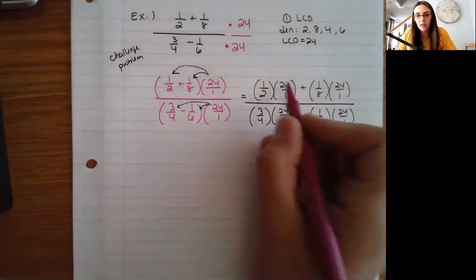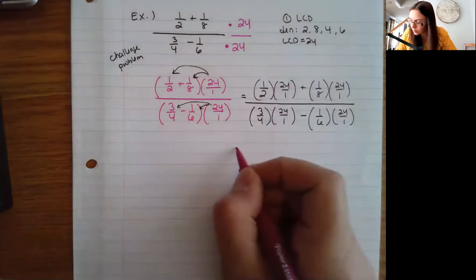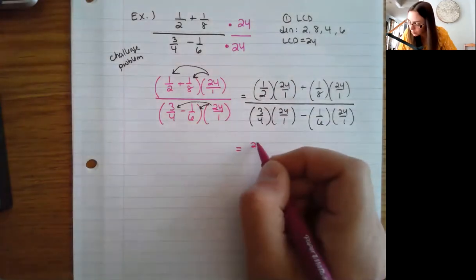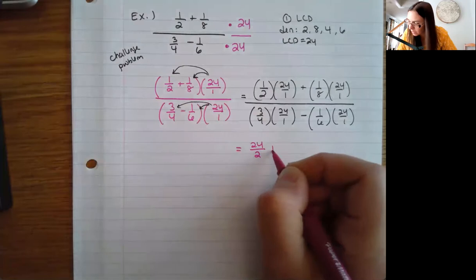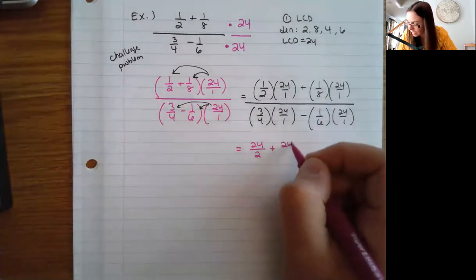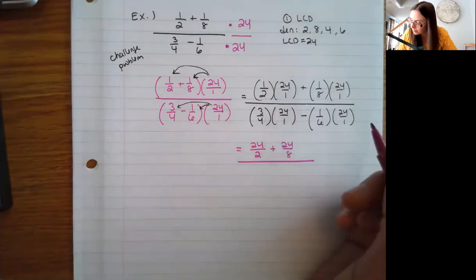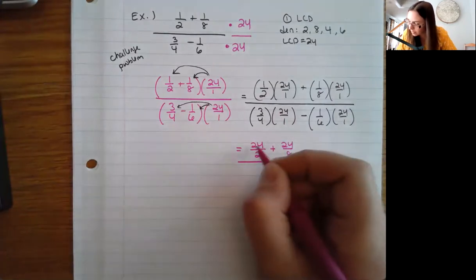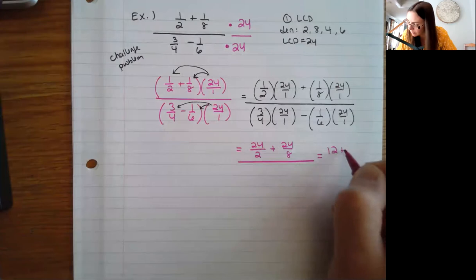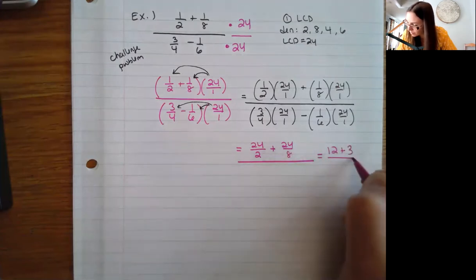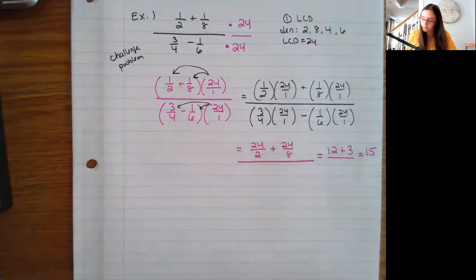Now we multiply straight across here. So I'm going to get 1 times 24, 2 times 1. Here, 24 over 8. I'm just kind of going a little bit by little bit. Let me simplify here. 24 divided by 2 is 12. 24 divided by 8 is 3. So I end up with 15 in my numerator.